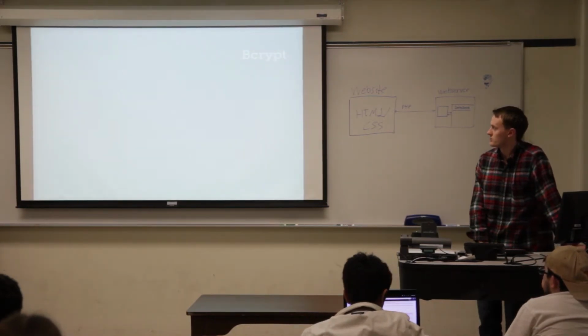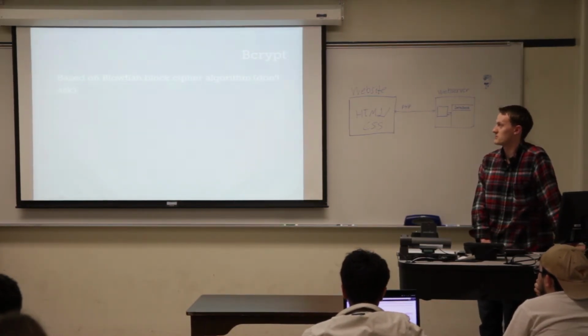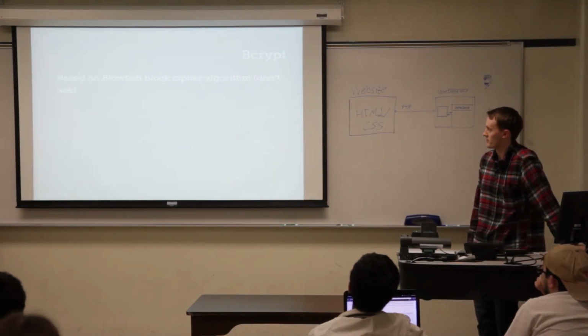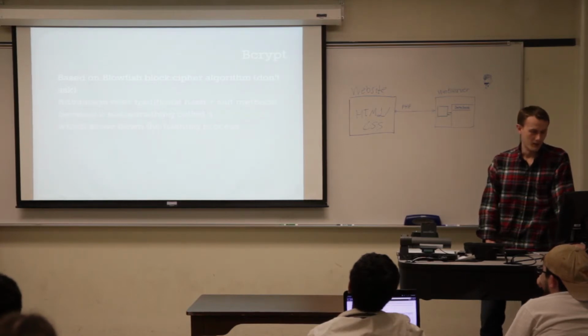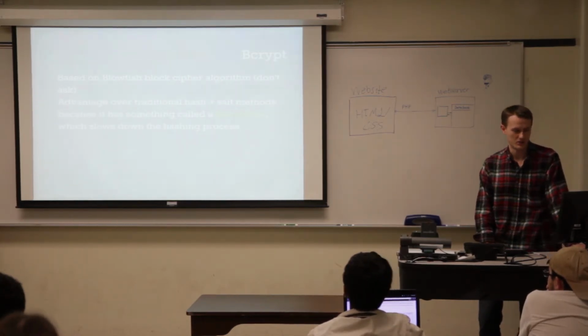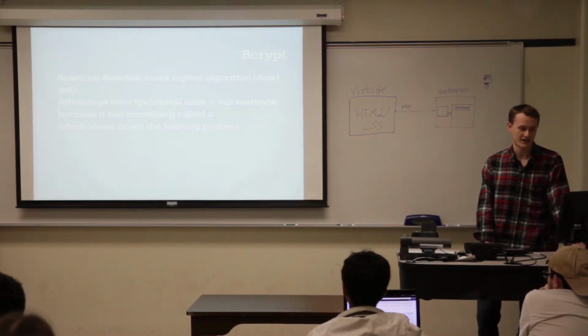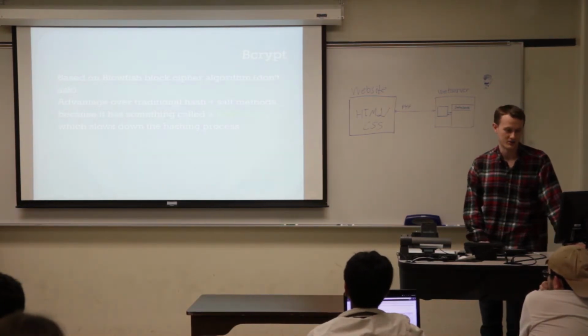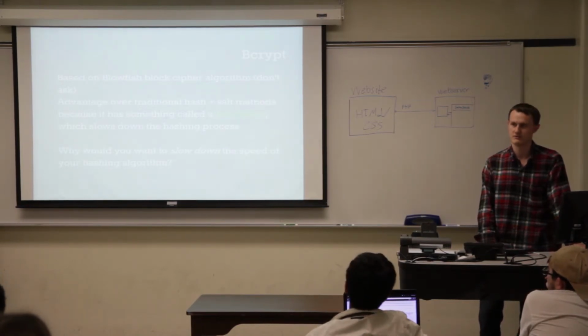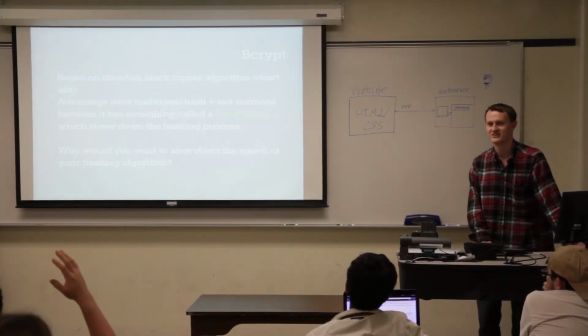But an even better solution is using something called bcrypt, which is based on the well-known and easy-to-understand Blowfish block cipher algorithm. The advantage that bcrypt has over traditional hash and salt methods is it has something called a key factor, which slows down the hashing process. But can anyone think of why you'd want to slow down the speed of your own hashing algorithm?